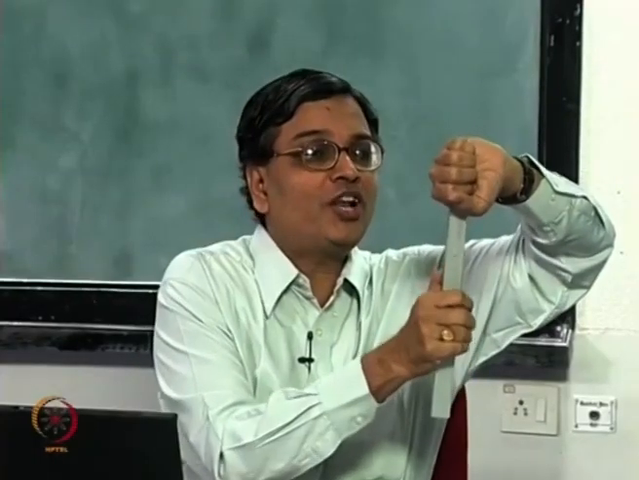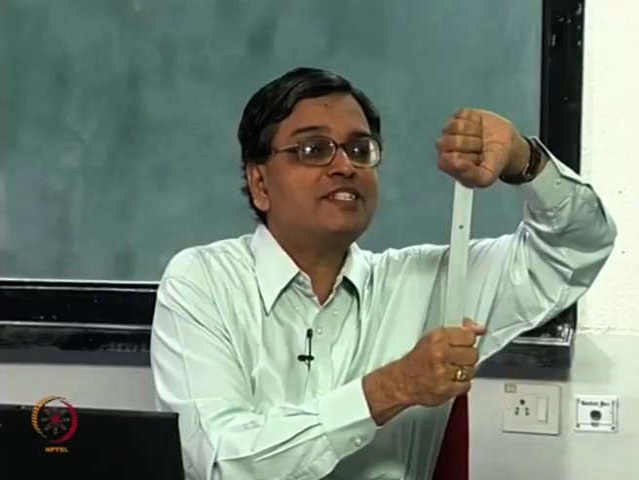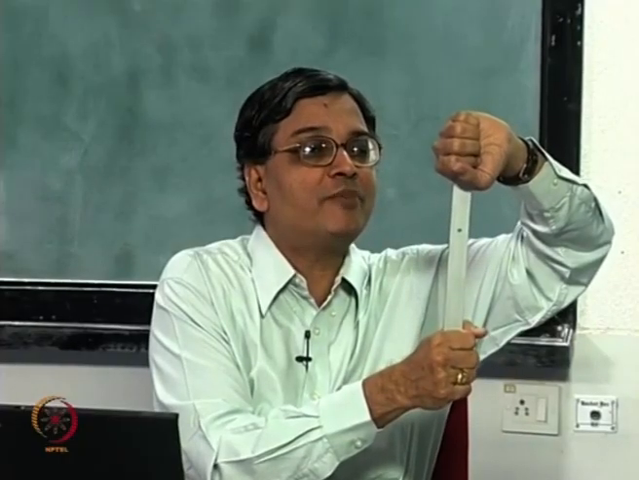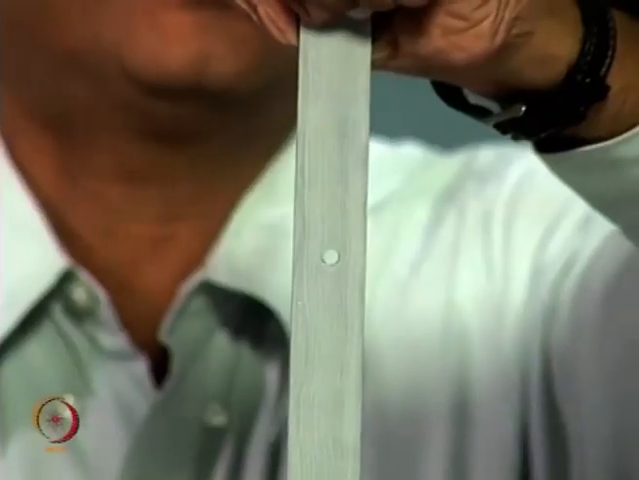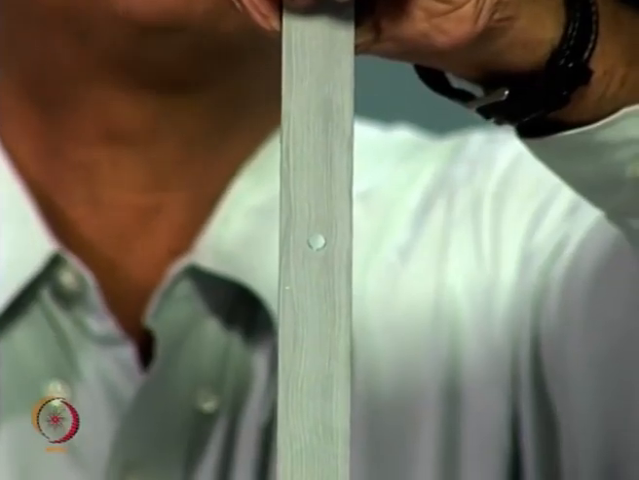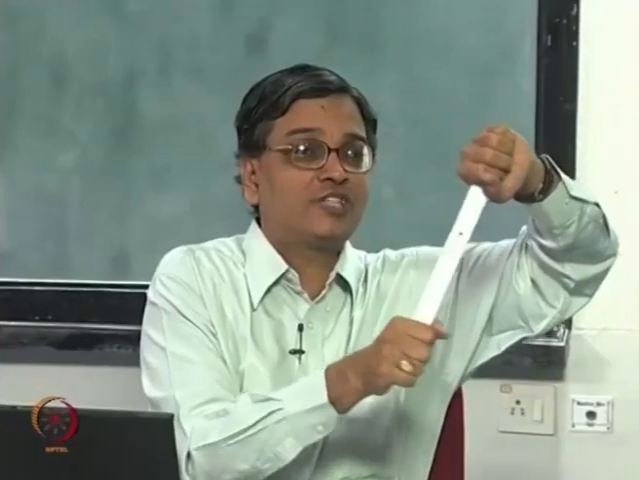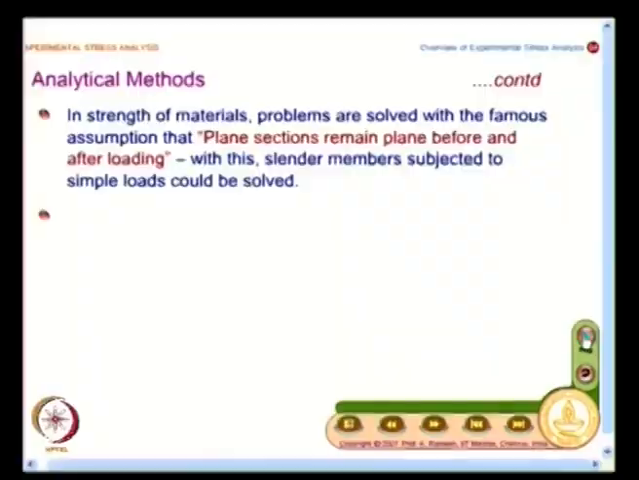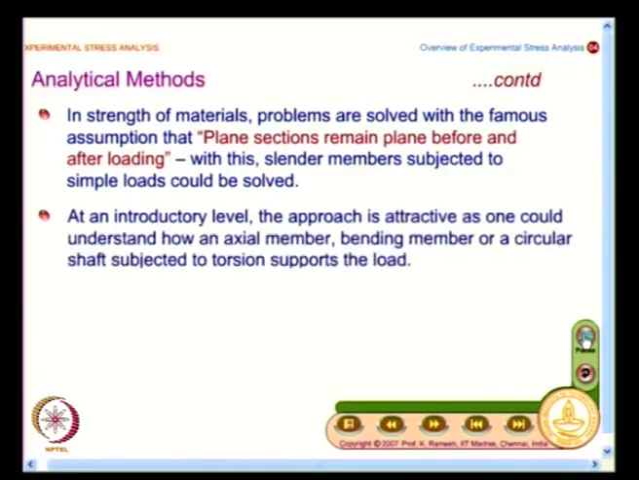The moment I put a hole, the assumption that plane sections remain plane before and after loading no longer exists. So I have to be careful. That is why you always solve problems that are solvable. So in a strength of materials course, what you get is, you understand how an axial member, a bending member or a circular shaft subjected to torsion supports the load.